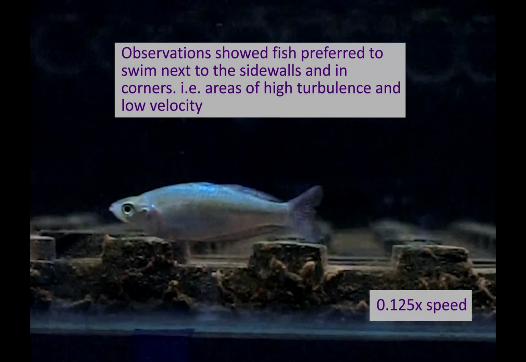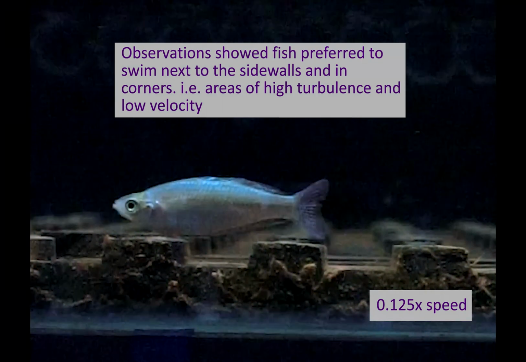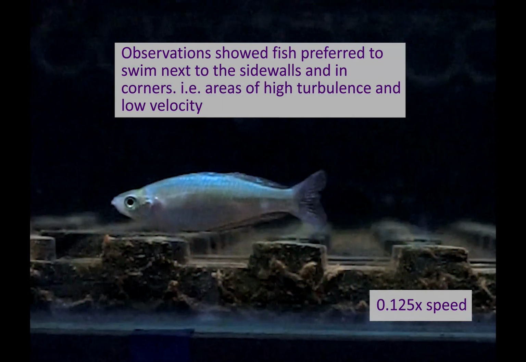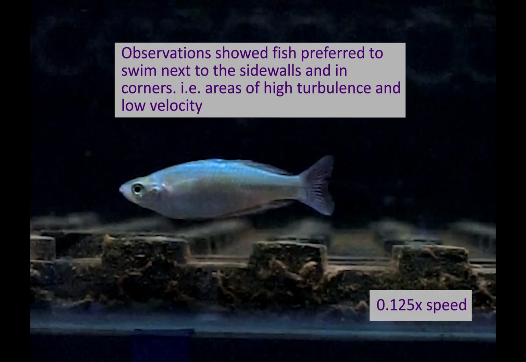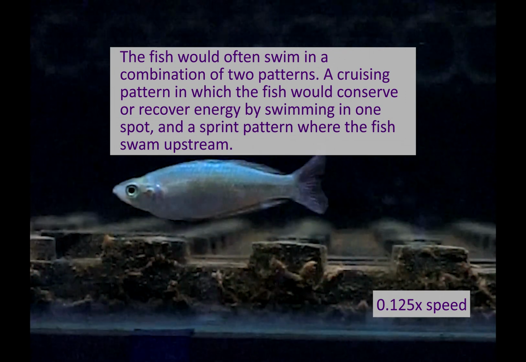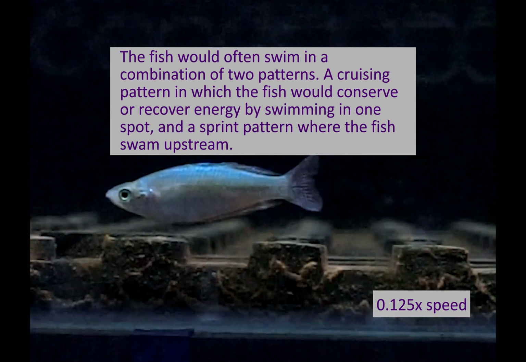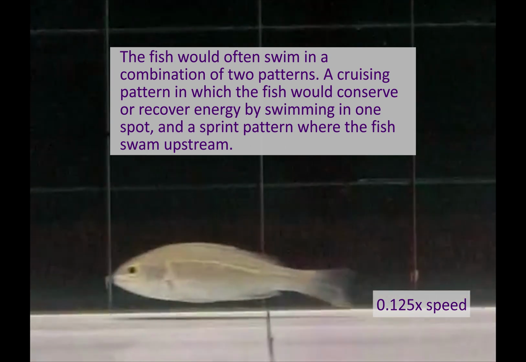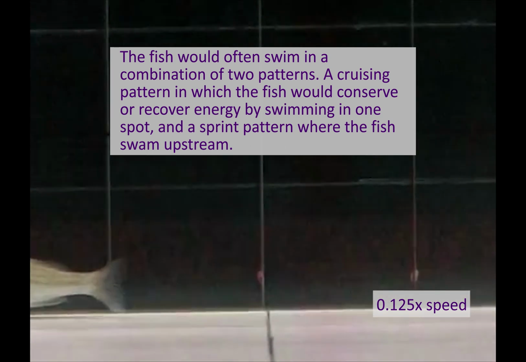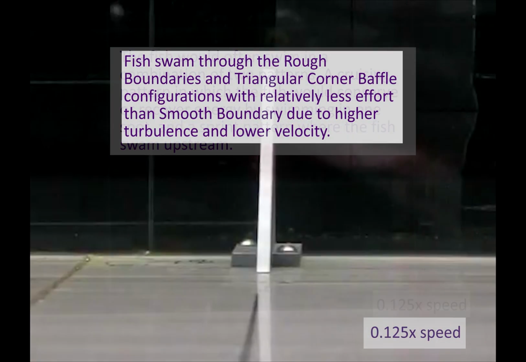It was observed that the fish preferred to swim in between the corners and side walls, as they are the areas of high turbulence and lower flow velocity. The fish would often swim in a combination of 2 patterns. A cruising pattern, in which the fish would conserve or recover energy by swimming in one spot, and a sprinting pattern where the fish swam upstream.